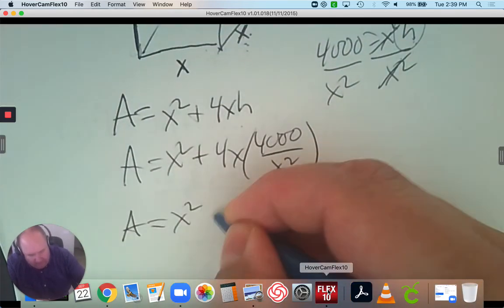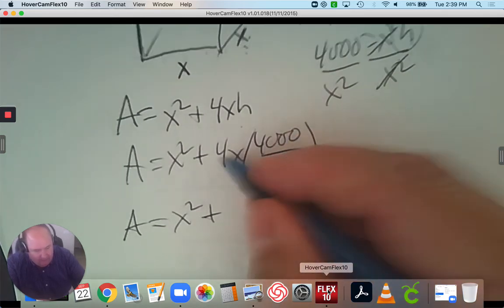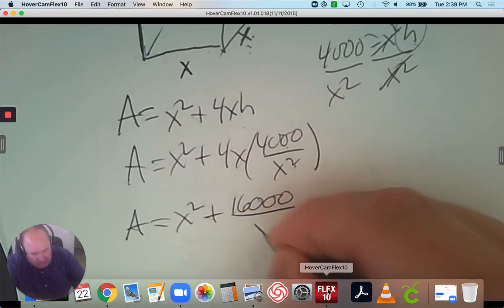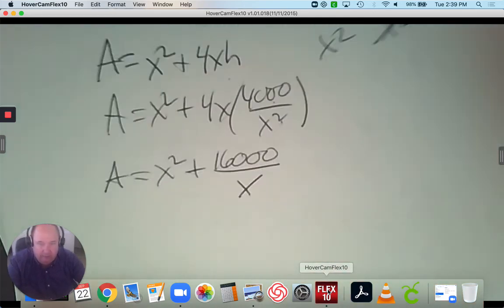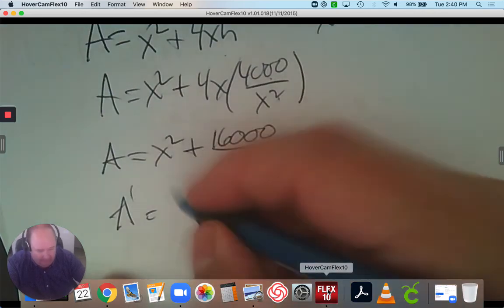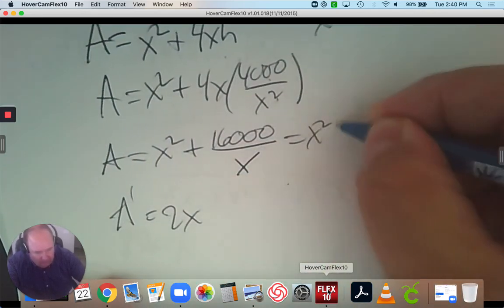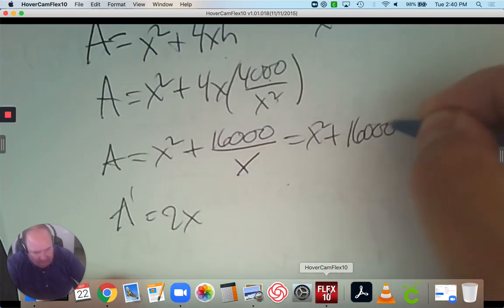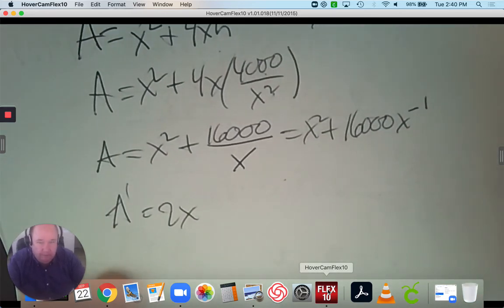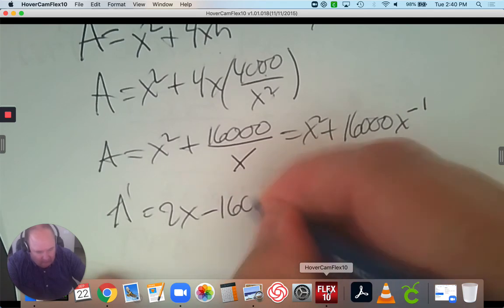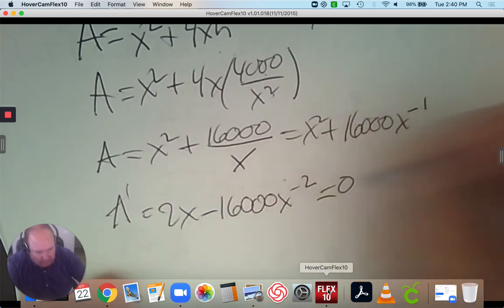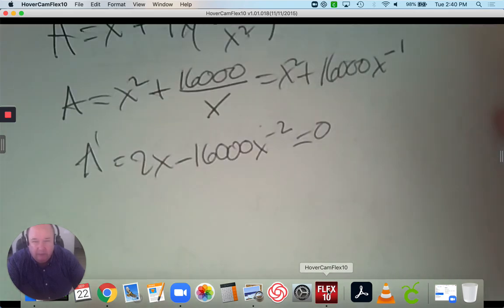So to simplify it, 4 times 4 is 16,000. And x goes into x squared, 1x on the bottom. So I simplified it. Now I want to take the derivative of that. That's 2x. Oh, and I want to write this as 16,000 x to the negative 1. Now I want to take the derivative. So that would be 2x minus 16,000 x to the negative 2. Make that equal to 0, and then we're going to solve it.